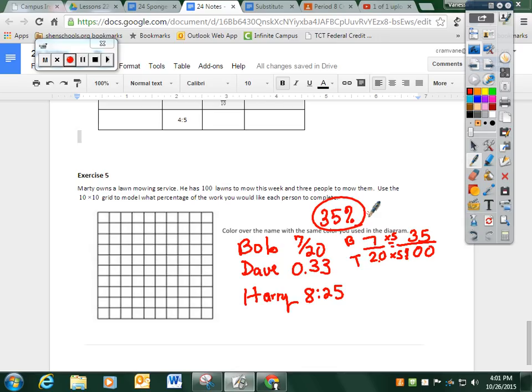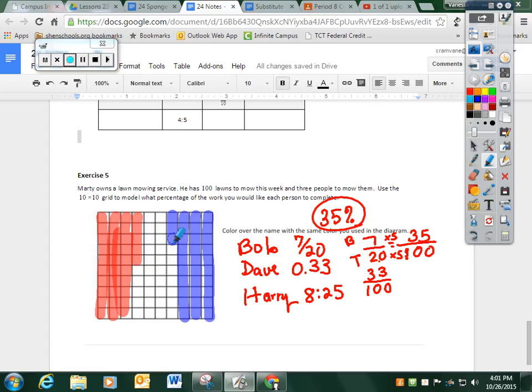And I'm going to make him red. And I'm going to do 10, 20, 30. 1, 2, 3, 4, 5. 35 lawns. Now Dave, 0 and 33/100ths. His is easy. If you just look at that as a fraction, I'm going to make him blue on my highlighter. He is going to mow 33 of the lawns.